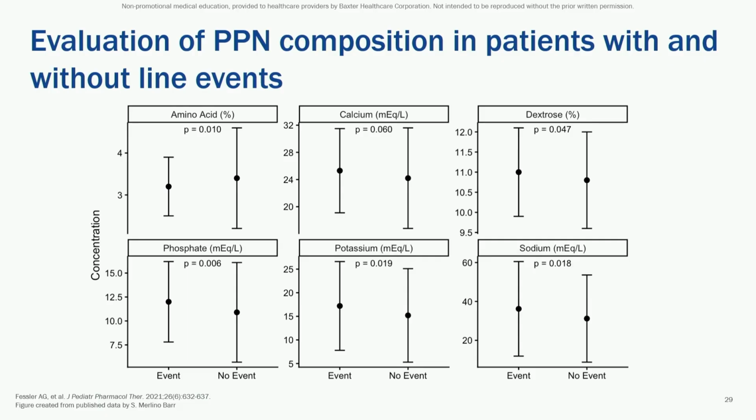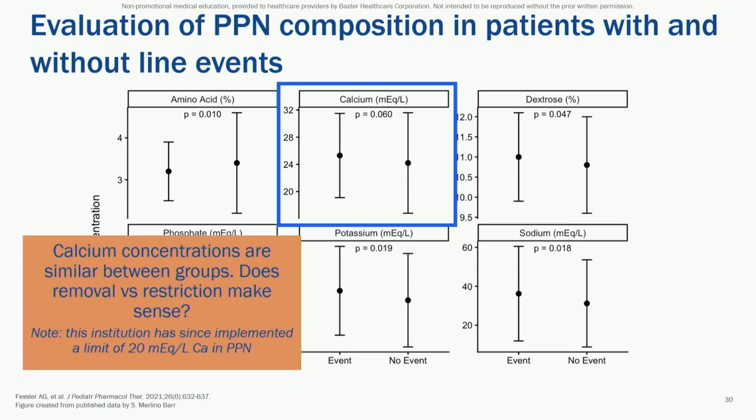These data are from Fessler et al. And this group had some interesting takeaways when evaluating the contents within their peripheral PN. They found similar calcium concentrations in infants who had a line-related event and those that didn't.